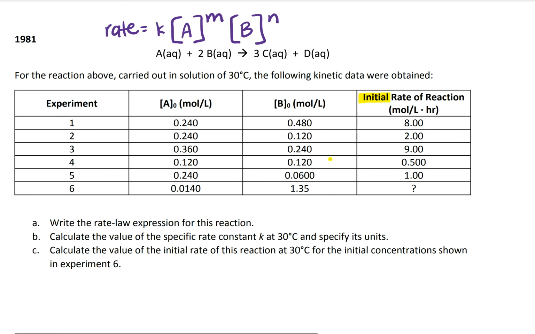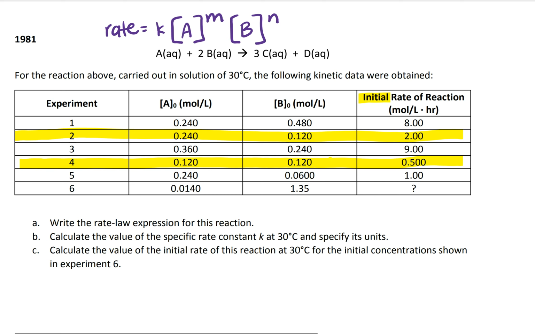So I'm going to go ahead and highlight experiment 2 and experiment number 4, just to focus our attention. So I'm keeping B the same, okay, but notice that the rate is changing. It's 2 and then it's 0.5. So why is that rate changing? If B is not changing, that must mean the rate is changing because I'm changing the other reactant, A.